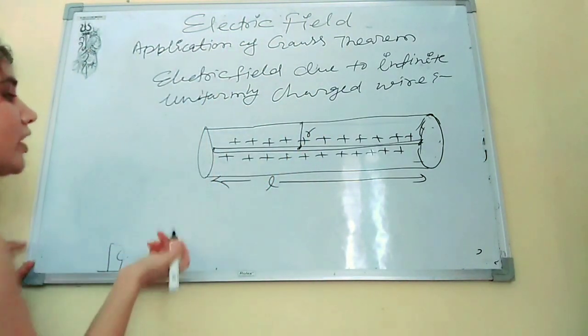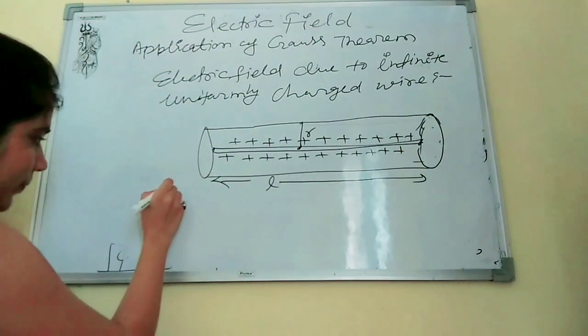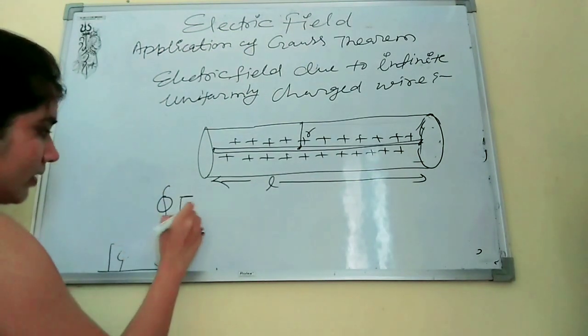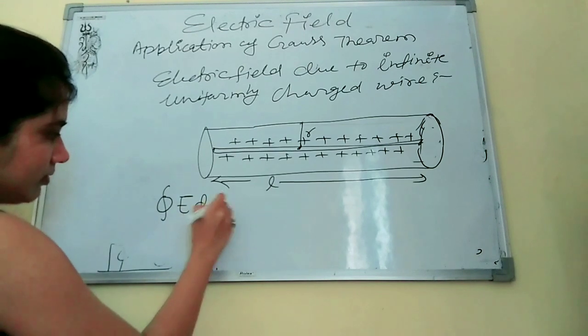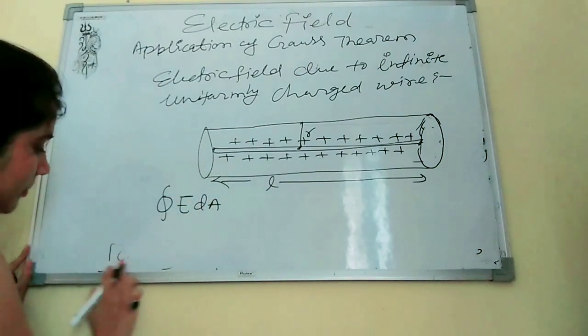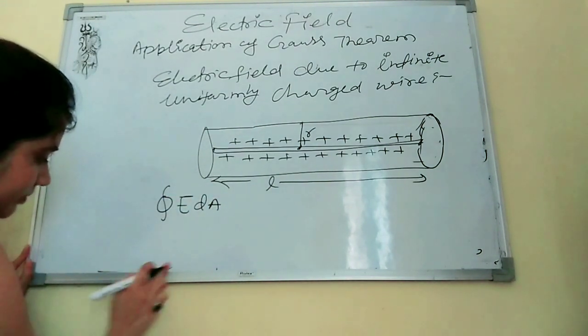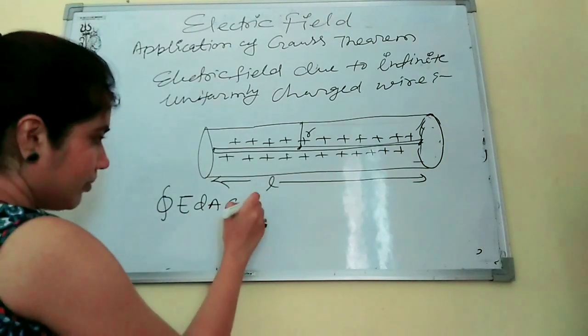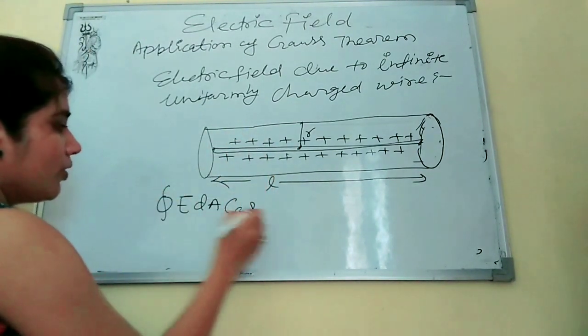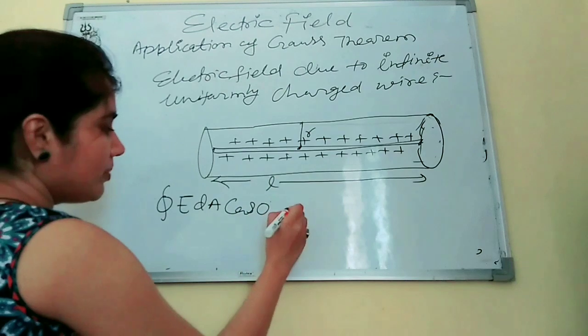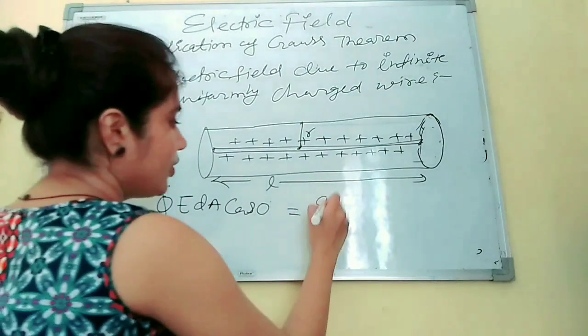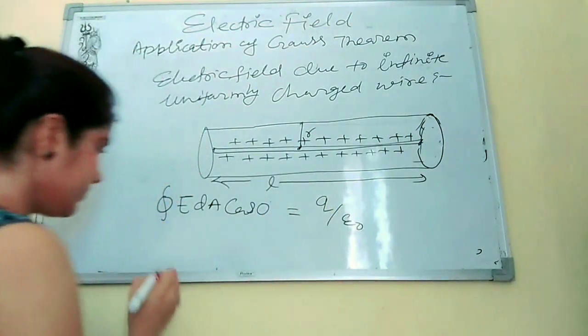Okay, so by Gauss theorem, we know E dA cos theta equals Q by epsilon naught, and we simply put cos 0, because theta in this condition is 0. So we put cos 0 equal to Q by epsilon naught.